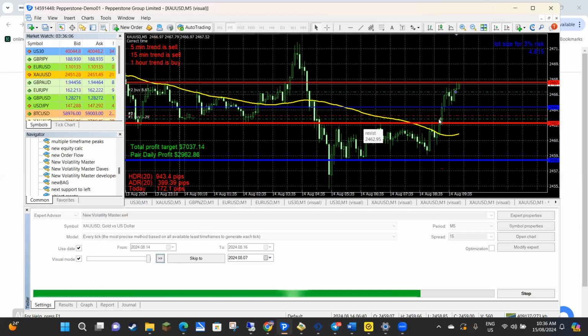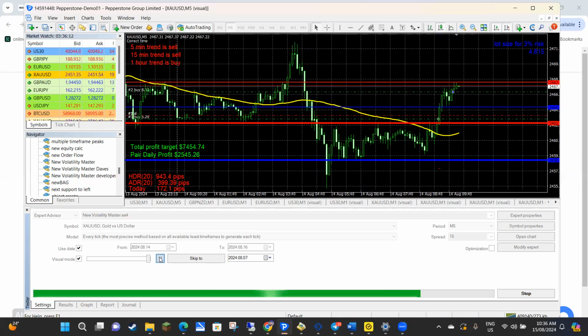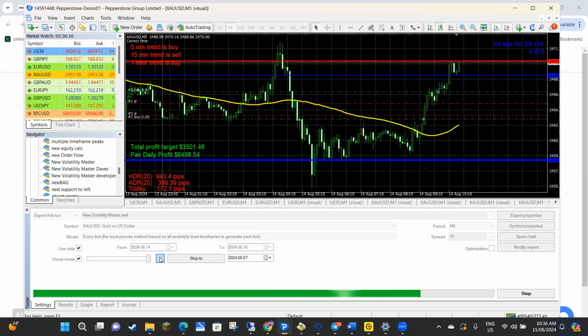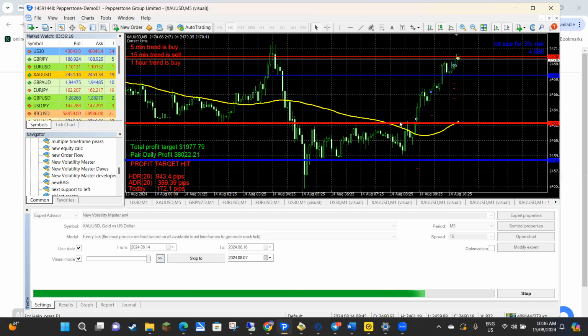Okay, so profit lock's kicked in and it's stacked that second trade. And it stacked the third trade and then it hit the target. So the daily profit target still needs a couple of $1,000s to get to the 10,000, but my pair daily profit, it hit the $8,000 that I had it set at.